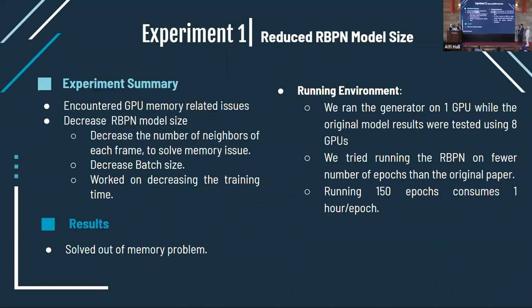Okay, so again, in our experiment one, we started by training RBPN, and we faced a major problem while training it, which was that we couldn't fit the whole model inside our GPUs because it's relatively a big model. So we solved this problem by decreasing the number of frames, which of course affected the accuracy of the model. We also decreased the batch size, and we trained the model for 150 epochs as suggested by the paper.